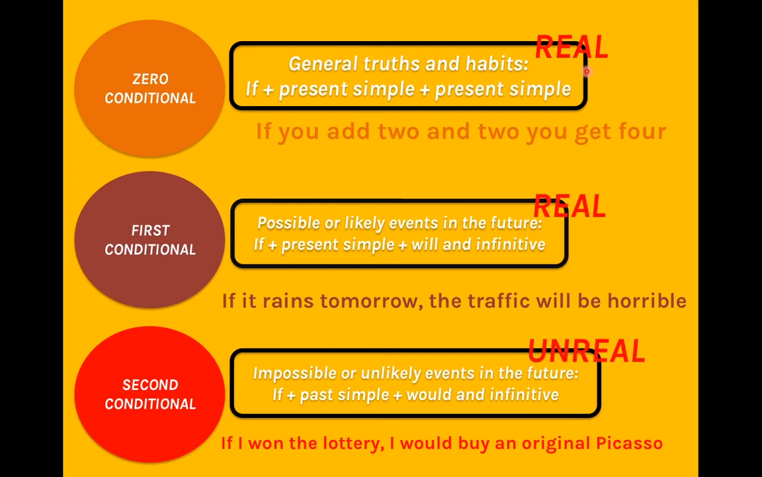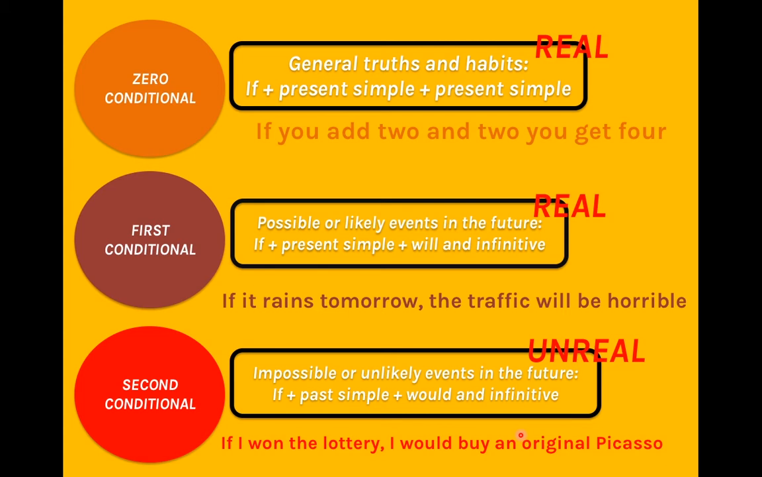But in the case of the second conditional, we're talking about an unreal conditional. Why? Because the condition we're talking about, for example, in the case of winning the lottery, is something unlikely, something that is almost impossible and that is not going to happen. So, if the condition is unreal, the result is also going to be unreal, unlikely. Will I win the lottery? Probably not. Very much, probably not. Will I buy an original Picasso? Not really. It's almost impossible.